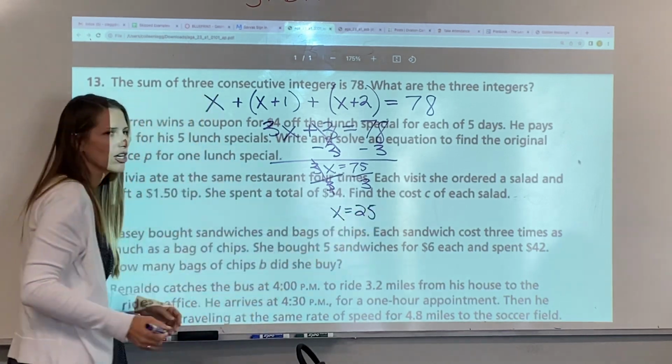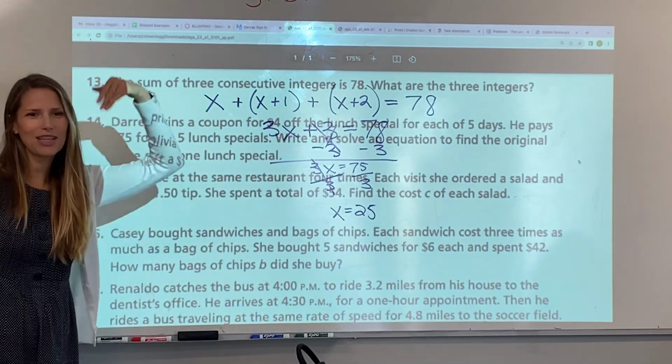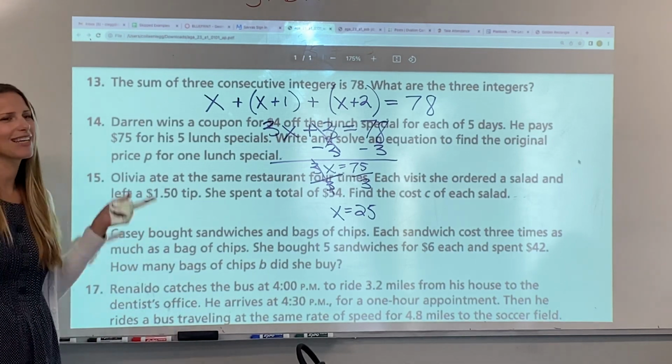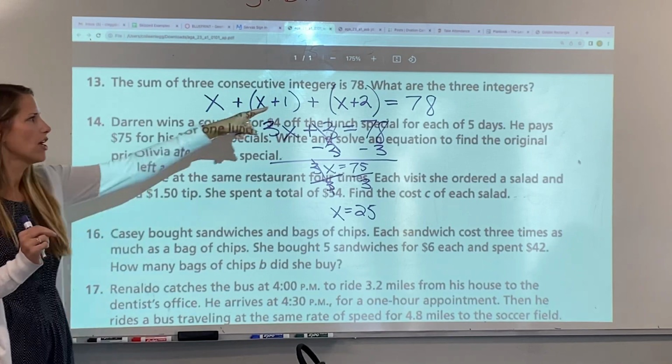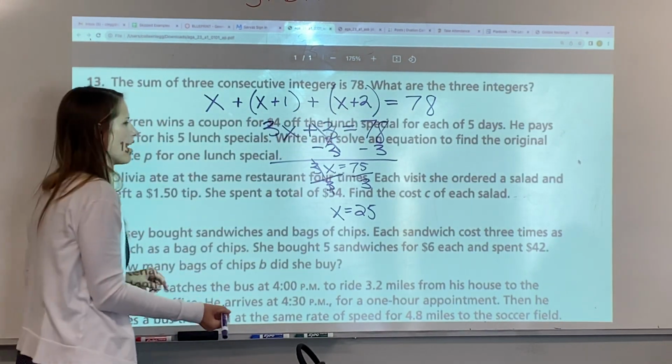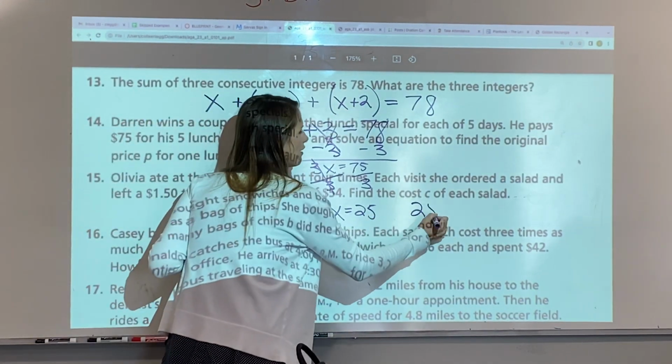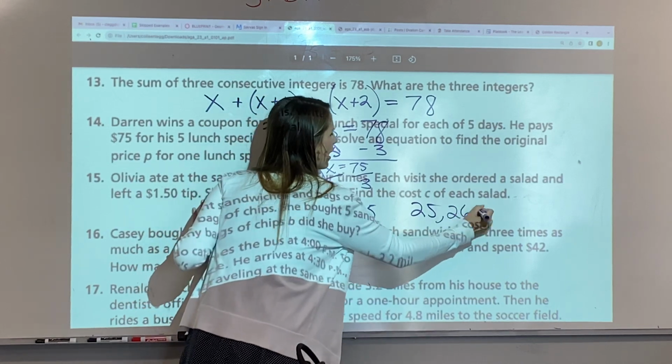25. Now you're going to want to go, yay, I got the answer. Let's go to the next question. I'm going to type it in, and then it's going to say wrong. Even though x is correct, what did it ask for? The three integers. So what do we have here? So it's going to be 25, 26, and 27.